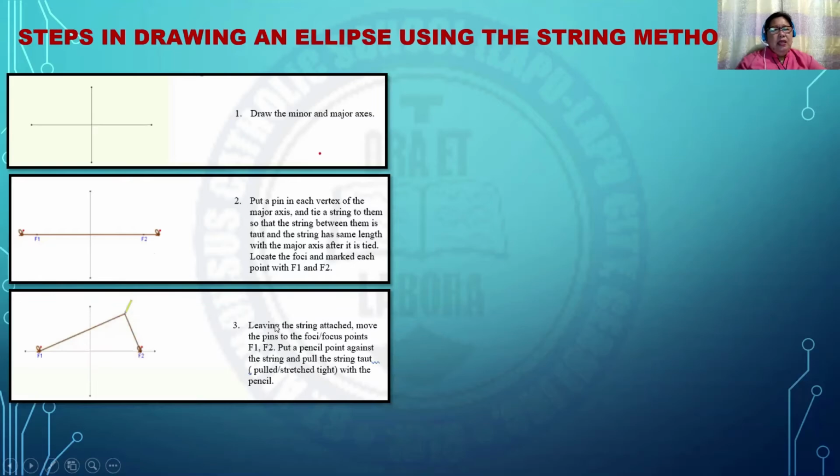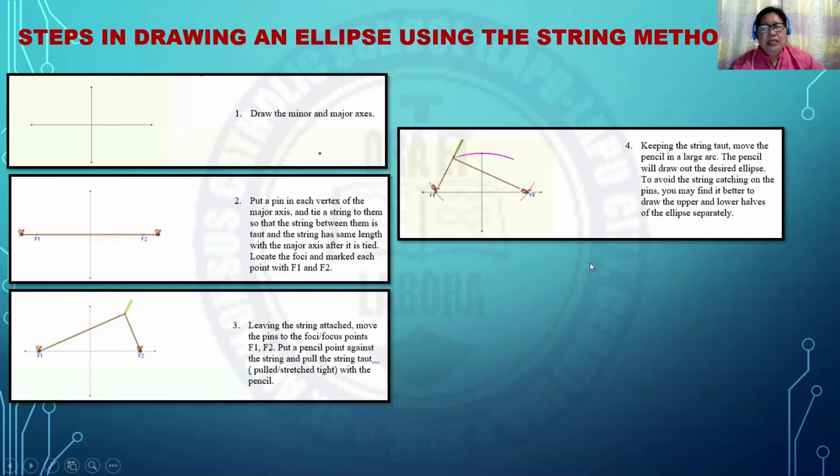For step 3, leaving the string attached, move the pins to the foci or focus points, the F1 and F2. Then put a pencil point against the string and pull the string or stretch tight with the pencil. So transferring the pin here to F1 and to F2, you have to stretch the string. And then number 4, keeping the string taut, move the pencil in a large arc. The pencil will draw out the desired ellipse.